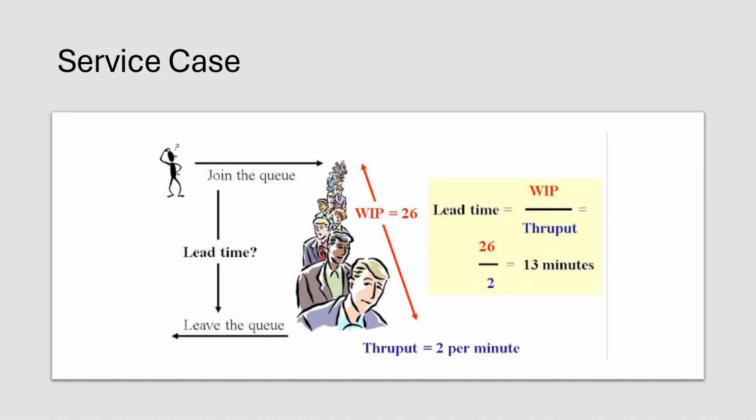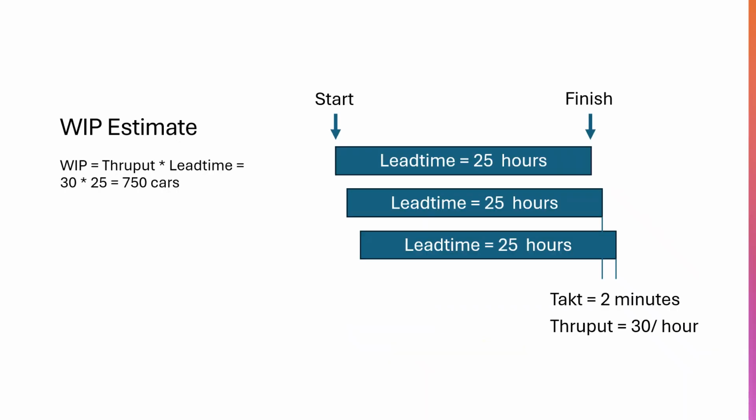When we join a queue, we want to know how long it will take us before we leave. From Little's law, we can extract lead time equals WIP divided by throughput. In this case, if there are 26 people in the queue and they are serving 2 customers per minute, we can estimate that it will take us 13 minutes to be served.